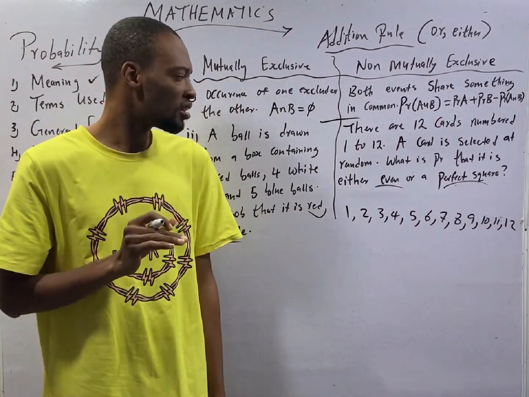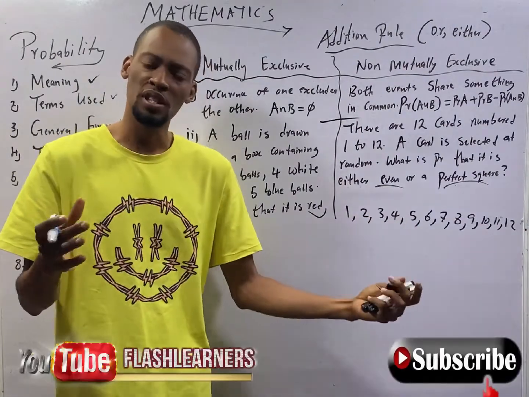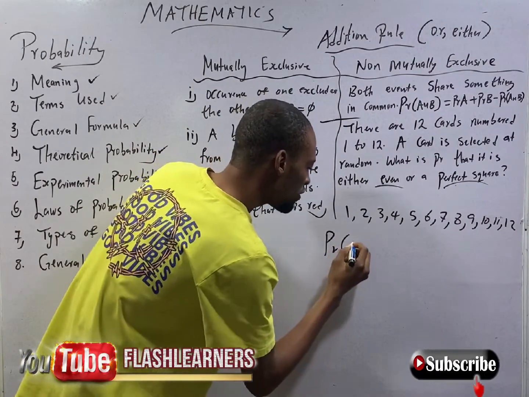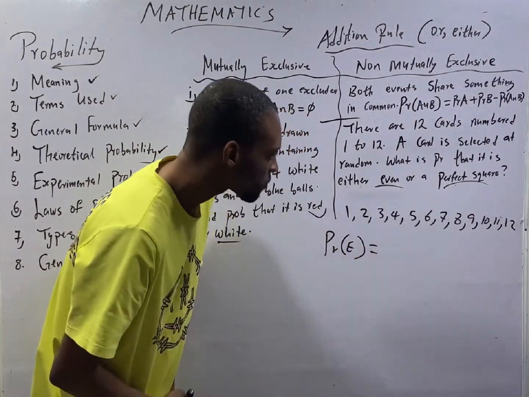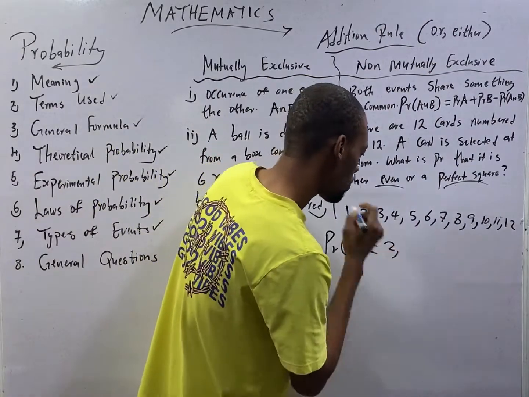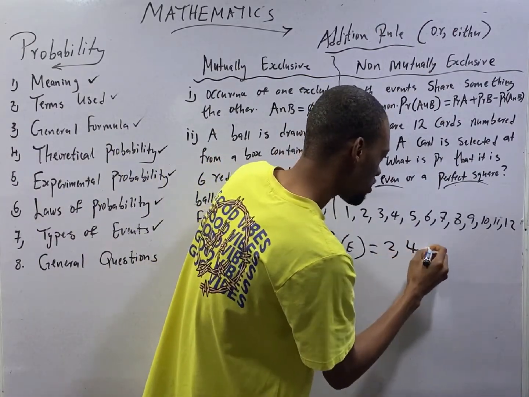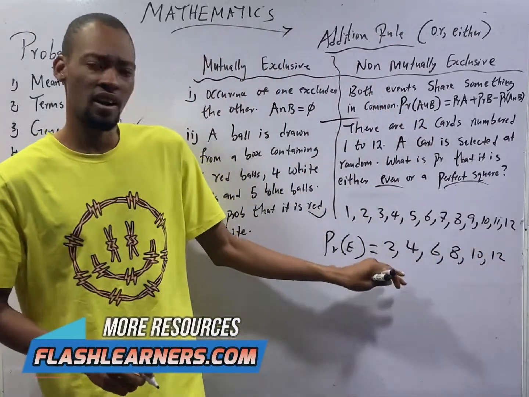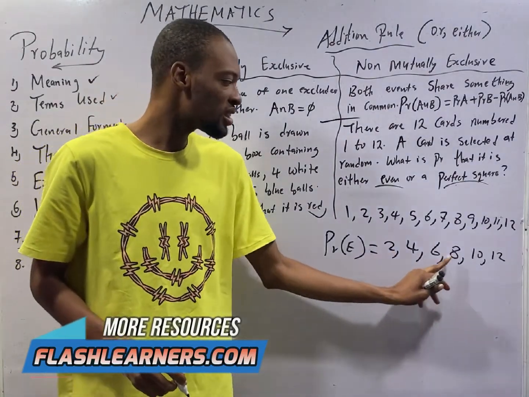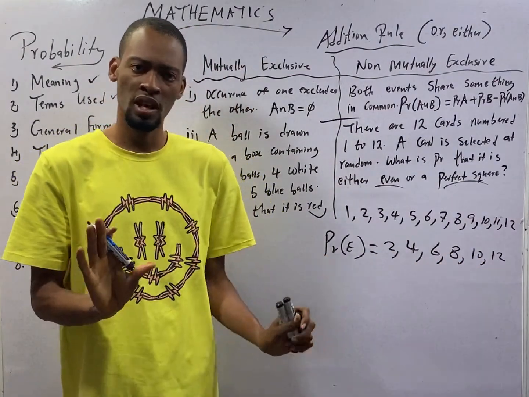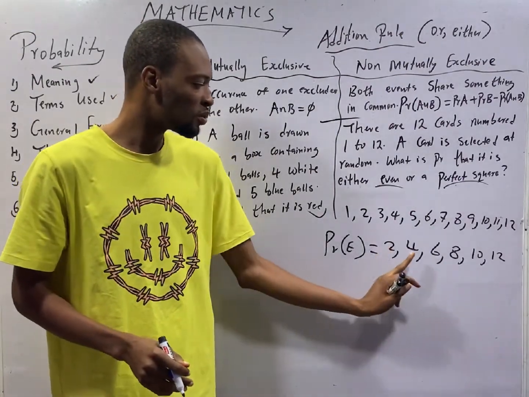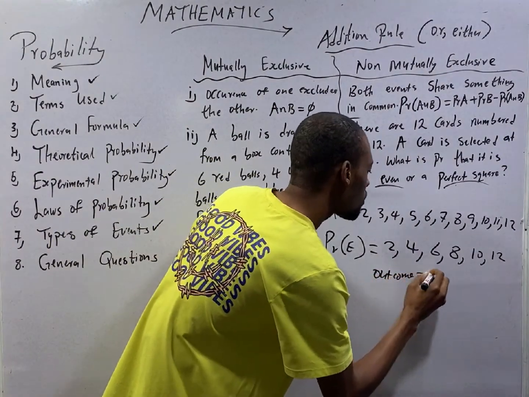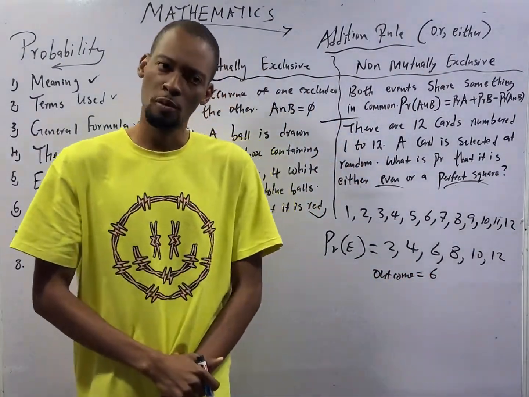Now let's see the sample space of the outcomes. You say P(E), which means probability of even. Let's call it even. That will be 2, 4, 6, 8, 10, and 12. So the sample space is 2, 4, 6, 8, 10, and 12 for even. And the outcome is how many? 1, 2, 3, 4, 5, 6. So the number of outcomes is equal to 6 for the even numbers.